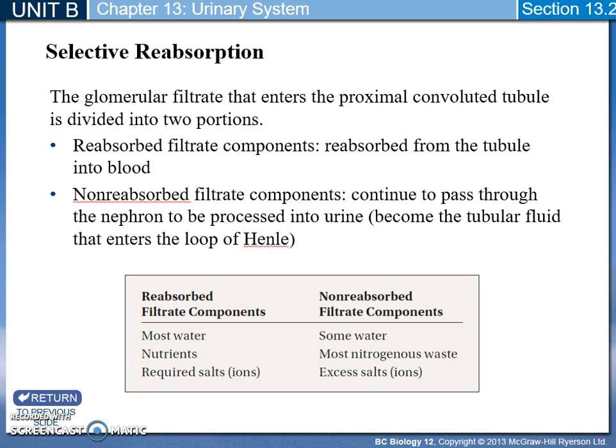So with selective reabsorption, the glomerular filtrate that enters the proximal convoluted tubule is divided into two portions. So we have reabsorbed filtrate components that are reabsorbed from the tubule into blood, and then we have non-reabsorbed filtrate components. These continue to pass through the nephron to be processed into urine. So it becomes the tubular fluid that enters the loop of Henle. And you can see in the chart here, reabsorbed filtrate components would be most of the water, nutrients, and required salts. Some of the non-reabsorbed filtrate components would be some water, most nitrogenous waste, and excess salts.